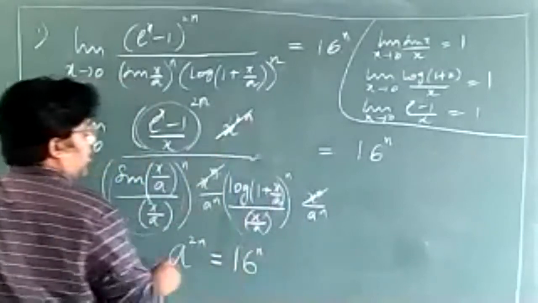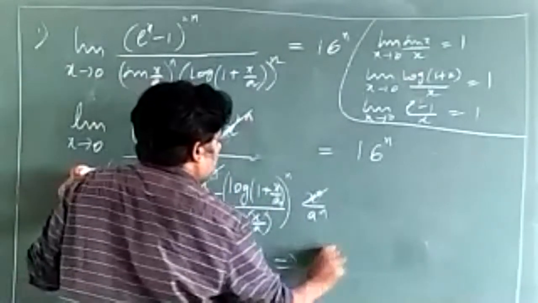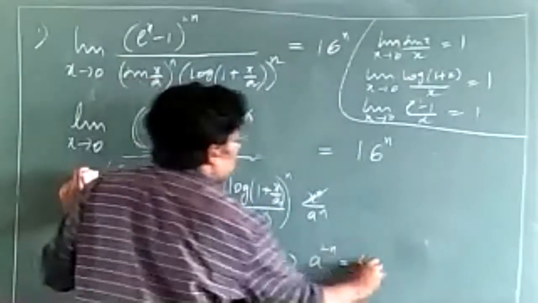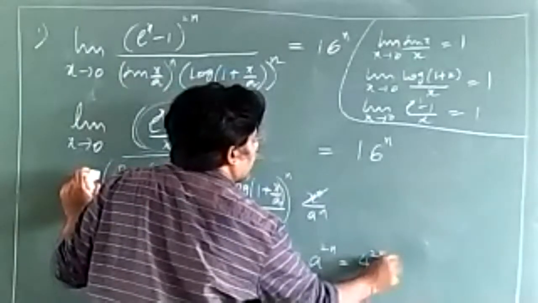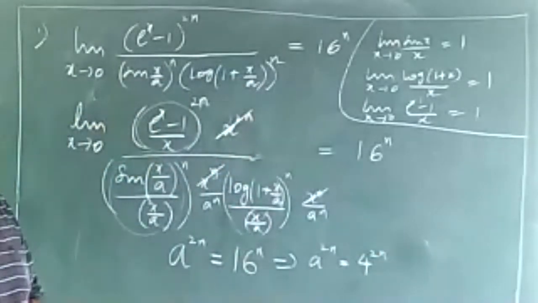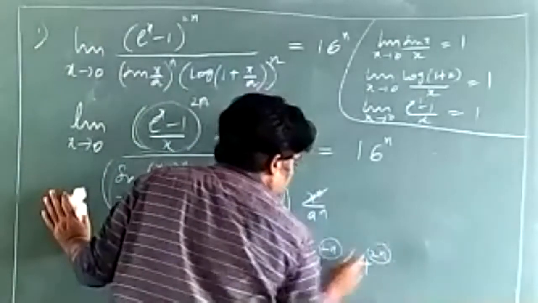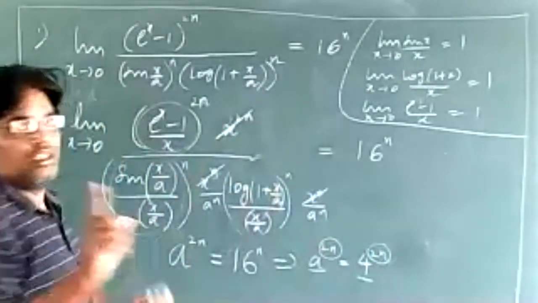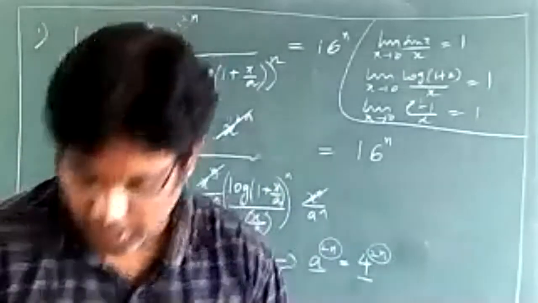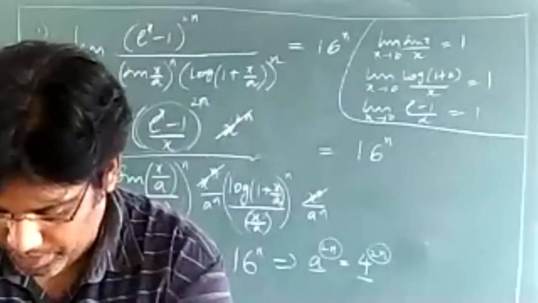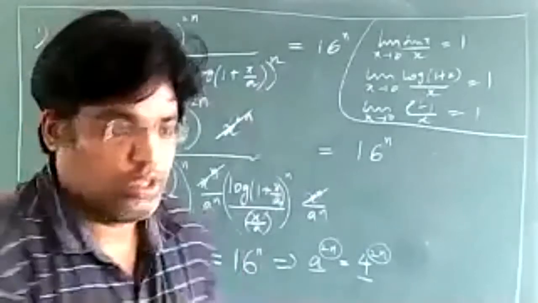Now a power 2n is equal to 4. 4 to the power of 2, what is 4 square? It is 16. Then here the power is same, which means the a value is equal to 4. Clear, so the option will be the fourth option.